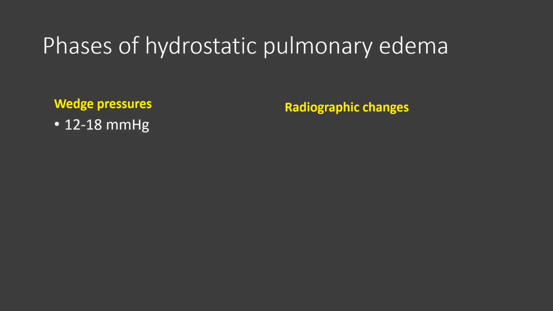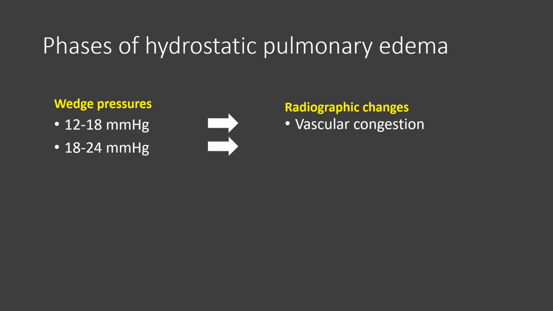Normally pulmonary capillary wedge pressures are in the 6 to 8 millimeters of mercury range. This is usually acquired with a Swan-Ganz catheter. When you get to the 12 to 18 millimeters of mercury range, you start developing vascular congestion. So this is kind of like the first phase. When you're in the 18 to 24 millimeter range, this is when you start developing interstitial edema. So now fluid is leaking out of the vessels into the interstitium.